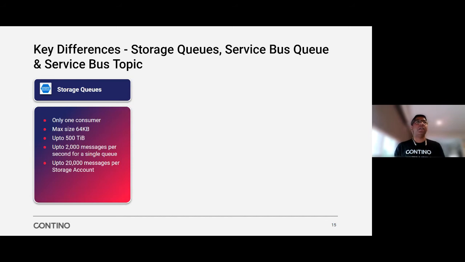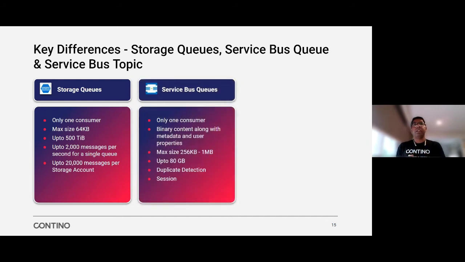The next one is service bus, but first some of the limitations on storage queue: you can only have up to 2,000 messages per second on a given queue and 20,000 in total on a storage account. So if you need more than that, then definitely storage queue is not your option. But if you need more than 80 terabytes of messages that you want to process, then storage queue might be an option. Service bus comes in two flavors, right?